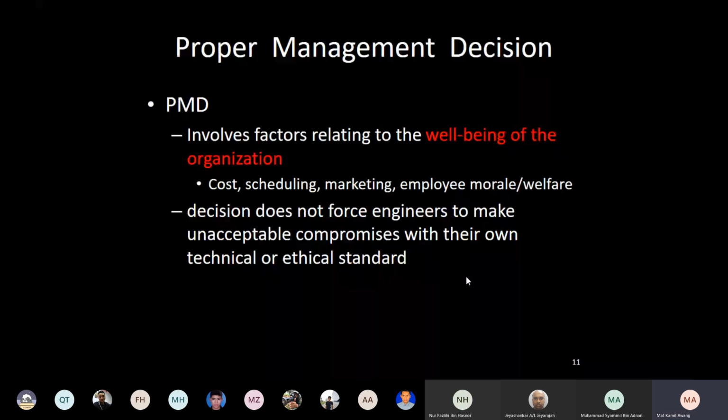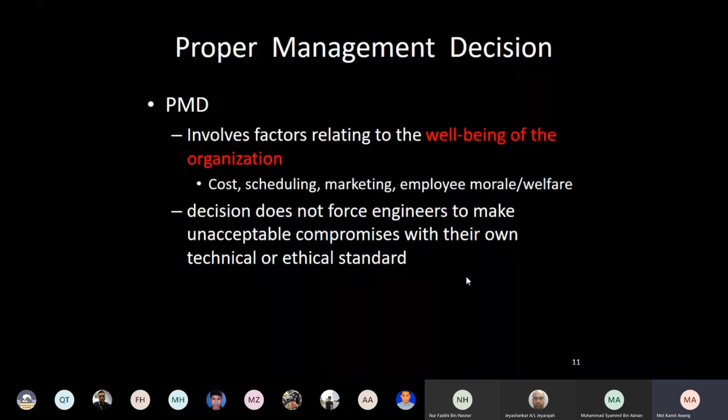The decision does not force engineers to make unacceptable compromises with their own technical or ethical standards. A decision which is not forcing the engineers to make unacceptable compromises on technical and ethical standards should be made by the managers. That is a proper management decision. Clear?